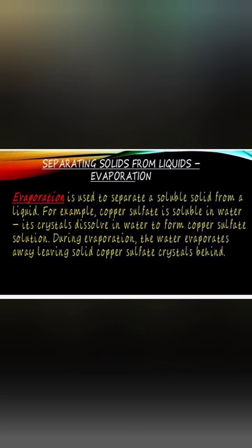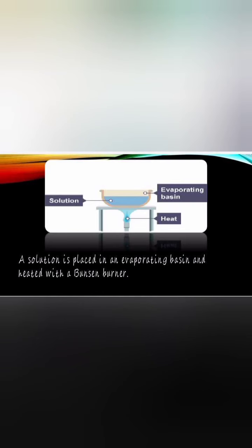So one of the types of mixture is solution. So again, solution, its mixture is completely dissolved into the solvent. Now, during evaporation, the water evaporates away, leaving solid copper sulfate crystals behind. So, for a clearer view about the evaporation method, let's go to the next slide, the picture.